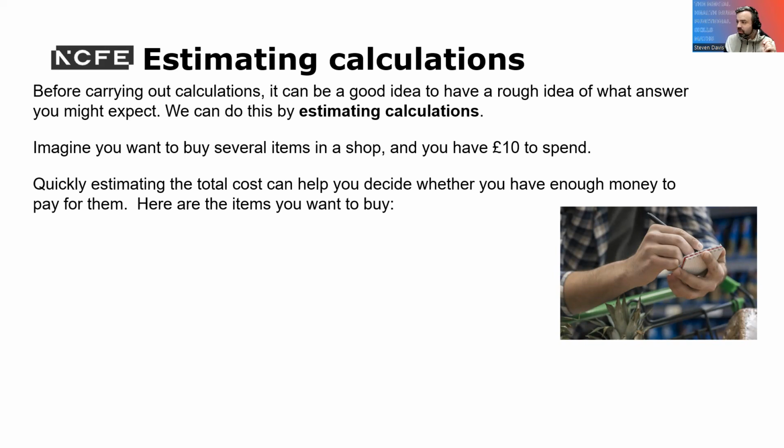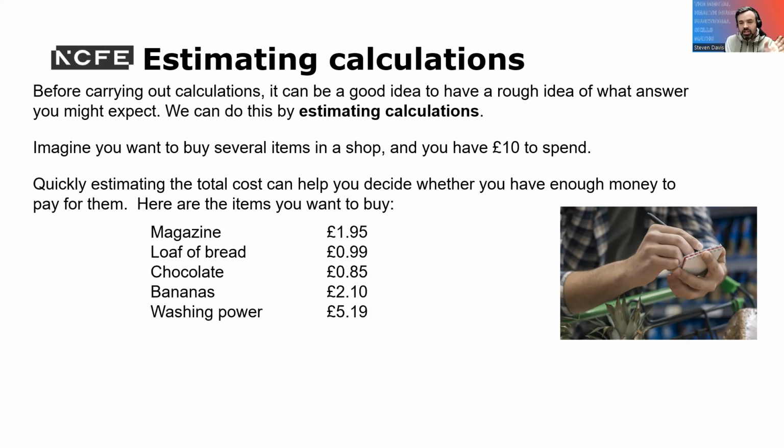Here are the items you want to buy. So we've got a magazine at £1.95, a loaf of bread at 99p, chocolate at 85p, a banana at £2.10, and washing powder at £5.19. So the question is, do we have enough money?